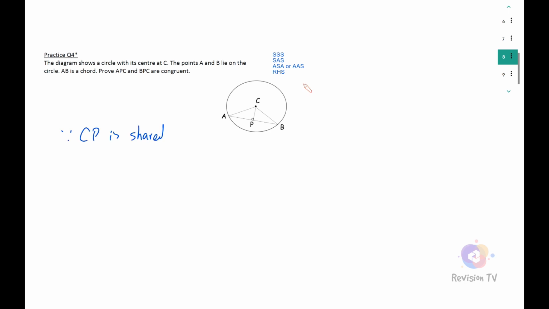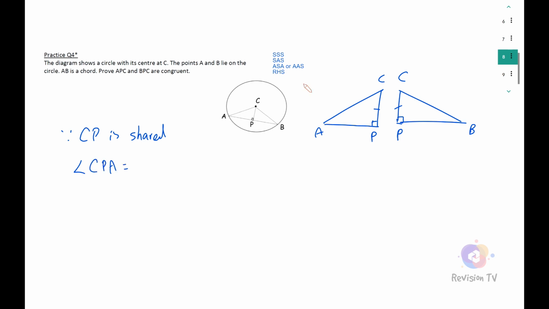Okay. Now if you struggle to see two triangles, what you can do is draw two triangles out. So that's PCA, that's PCB. Now we've proven these two are the same length. Now right angle, so we can say if that's right angle, that's also right angle because they add up to 180 degrees. So angle CPA equals angle CPB equals 90 degrees. So that's a right angle.